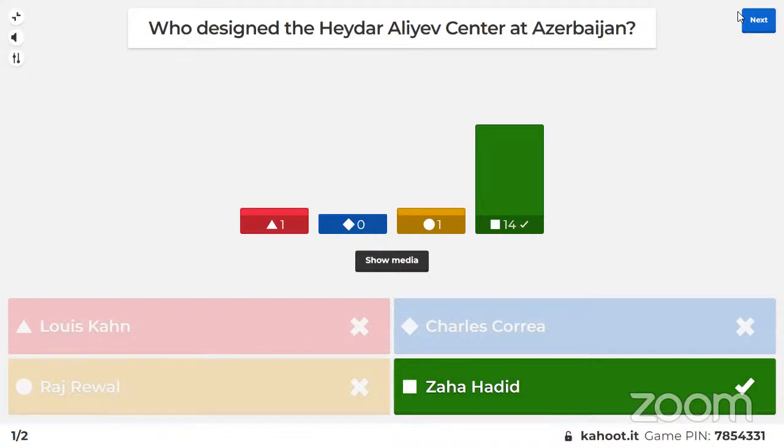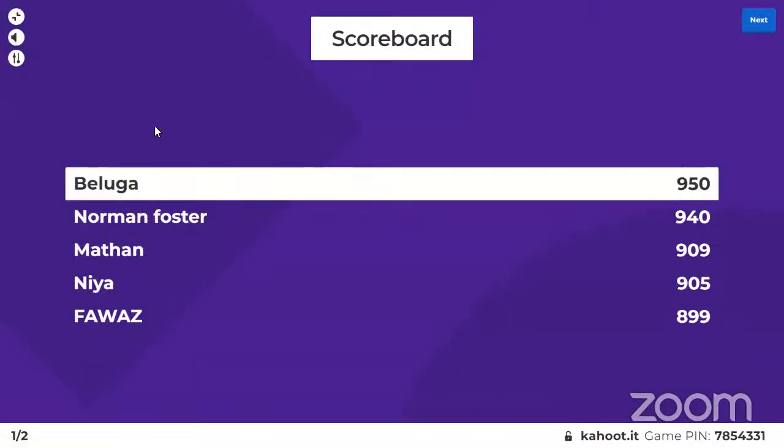So next we'll be moving on to the scoreboard or the leaderboard. So here you can see who all has come to the top spot after the first question. Okay, so here you can see that Beluga is on the top spot with 985 points, and second spot we have Norman Foster with 974. Third we have Matan. Fourth we have Nia, and fifth we have Pavas. Okay, so on the left side you can see the toppers, and on the right side you can see their corresponding points.